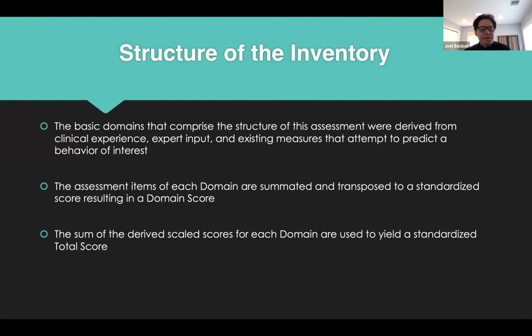So the basic instrument contains domains. There are actually 6 domains, and they were derived from clinical experience, expert input, and existing measures that attempt to predict a behavior of interest. And it's very difficult when you try to actually predict behavior. The assessment items of each domain are summated and transposed to a standard score, which becomes a domain score. It's still a little abstract. I will get into it more specifically. And each derived scale becomes a total score, which at the end is the real risk score, the total score.